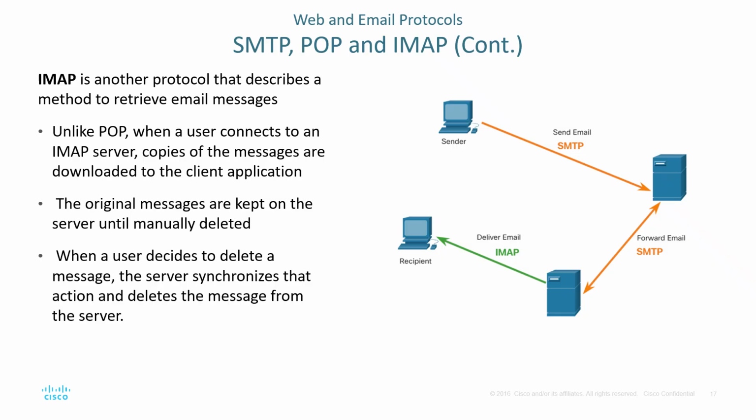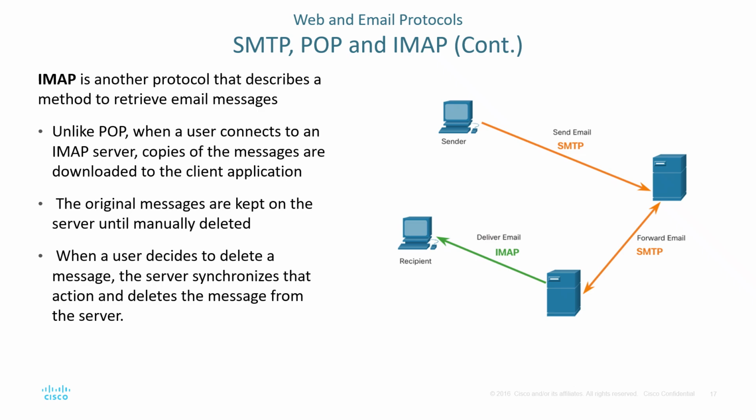So again, client to server, SMTP. Server to server, SMTP. Client downloading from a server using either POP or IMAP. So IMAP is another protocol that describes a method to retrieve email messages.